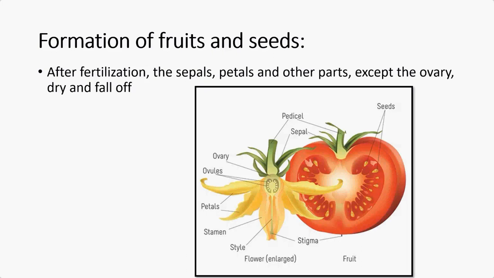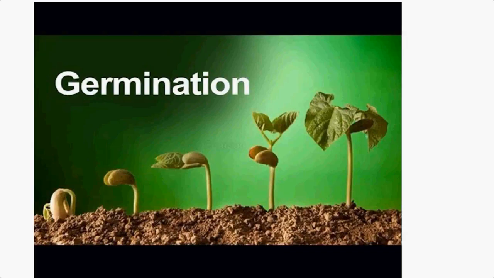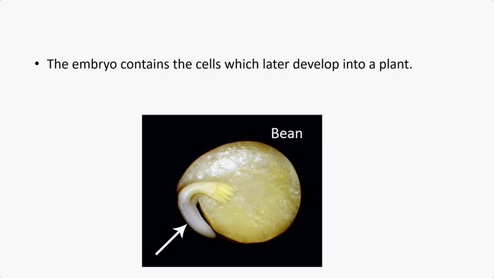So in today's class we revised sexual reproduction, we learned about fertilization, and we learned about formation of fruit and seeds. Next class we will learn about germination. For a seed to become a tree or a plant, it should reach the ground. After it reaches, how the germination is happening and how it is reaching the ground, all these things we will learn in next class.